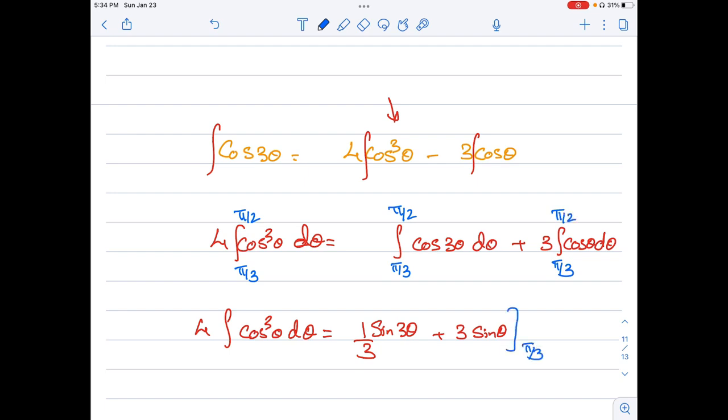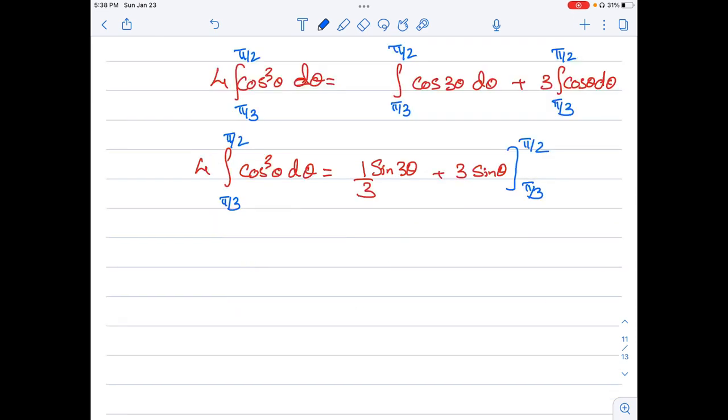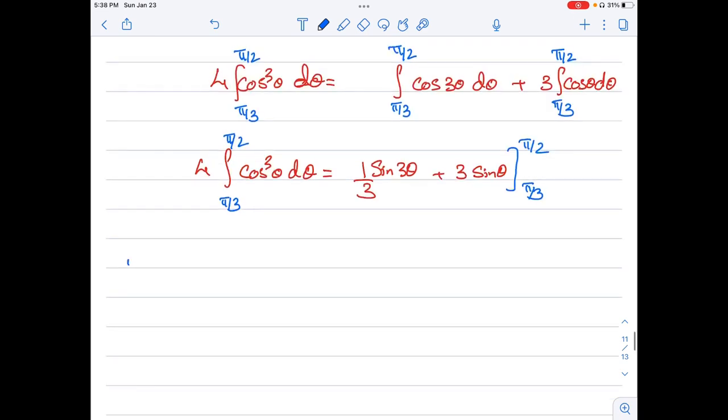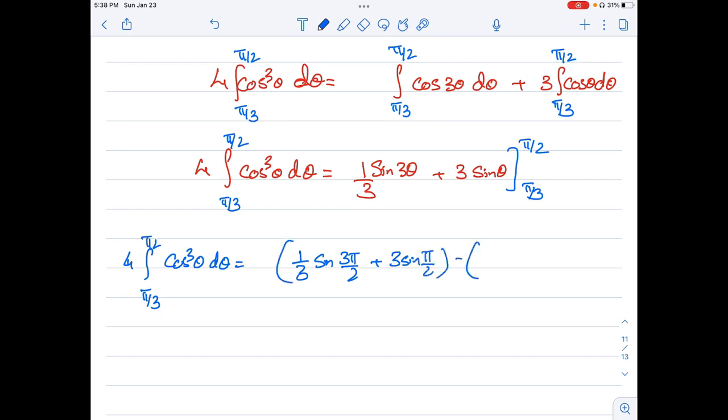Pi upon 3 to pi upon 2. Now substitute the limits. So it should be 4 integral of pi by 3 to pi by 2 cos cube theta d theta, which should be equal to 1 upon 3 sin 3 pi by 2, upper limit I am substituting, plus 3 sin pi by 2, minus 1 upon 3 sin 3 pi by 3 plus 3 sin pi by 3.